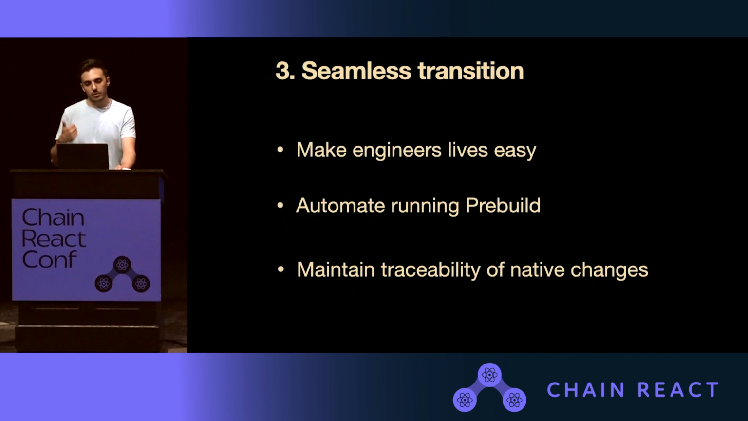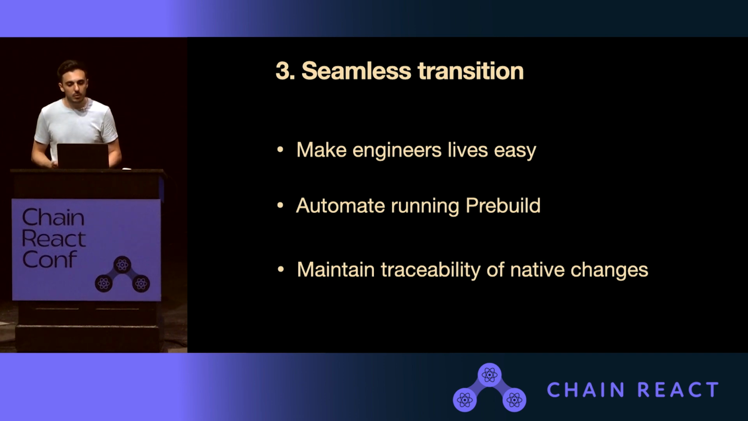Let's go through the third point, seamless transition. To avoid adding steps or commands to our engineers' workflow, we had to implement a tool that would run Expo Prebuild when changes were detected to specific files that would modify native projects. This way, we automated the regeneration of the native projects without engineers having to think about it.